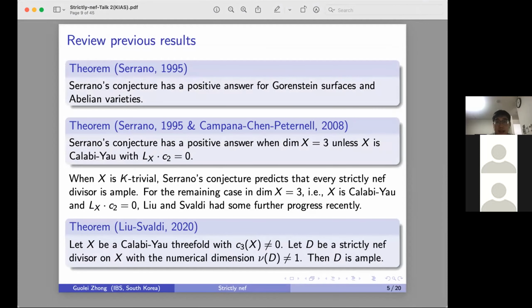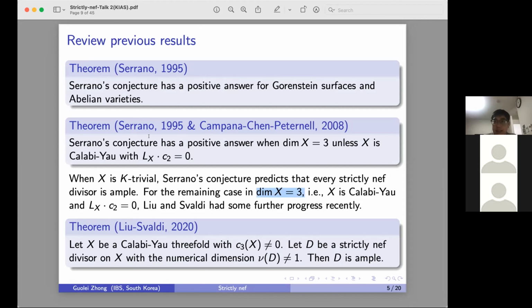So when X is K-trivial, Cyrano's conjecture predicts that every strict nef divisor is ample. And for the remaining case in dimension 3, you can see from this theorem... Oh, okay. So when X is K-trivial, Cyrano's conjecture is the weak form of the nef abundance, right? Yeah, the nef abundance is Cyrano's conjecture when K is trivial.